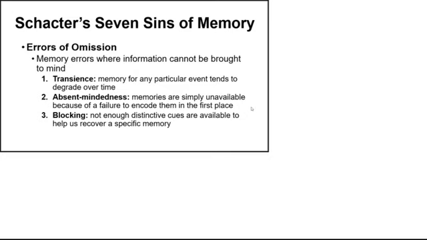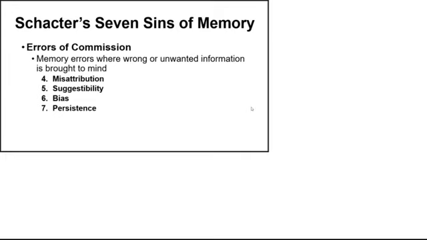So these are all errors of omission where we can't get to a piece of information for one reason or another. Our others are the errors of commission, and this is when errors happen not because we've forgotten, but because we're recalling something incorrectly, or we're recalling something that we don't want to be recalling. So instead of it being gone, it's that we're getting something and it's not what we want. And so this would be misattribution, suggestibility, bias, and persistence. And I'm actually going to talk about each of these with an example because they're a little bit cooler.